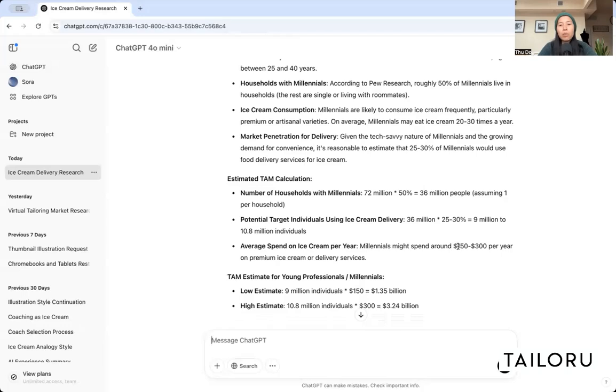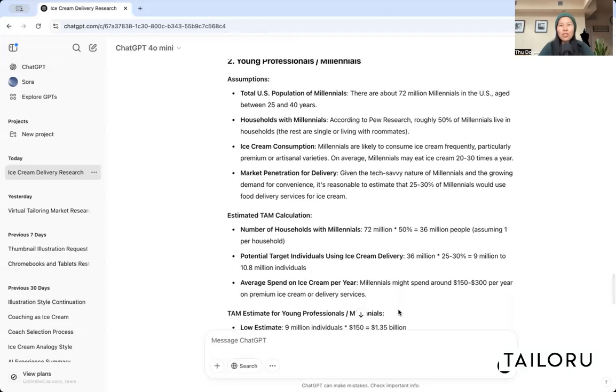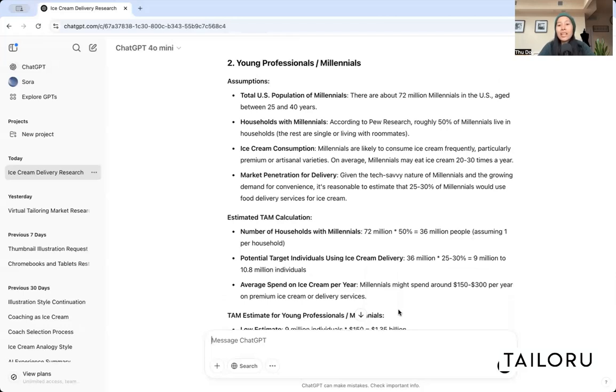And here we go. So they might spend more, 150 to 300 per year. And the low estimate is at 135 million, whereas the high estimate is 3.24 billion. This is a quick snapshot of data that's available on the web that ChatGPT is able to pull and to have some quick analysis, in order for you to have a sense of areas to dig deeper into. It is not meant to actually take this data at face value for all of your business decisions.